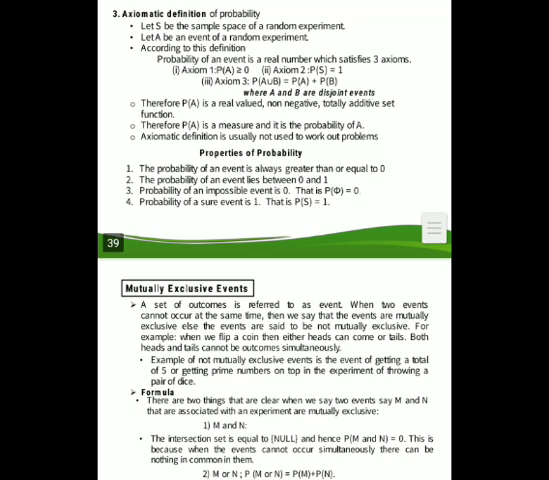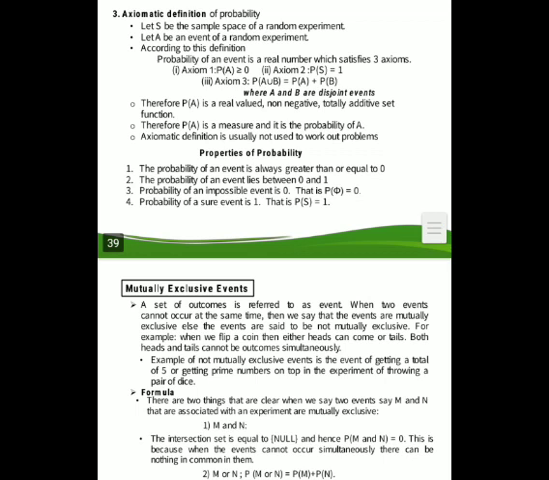Number 2, axiom 2: P(S) is equal to 1. Number 3, axiom 3: P(A union B) is equal to P(A) plus P(B), where A and B are disjoint events. Therefore, P(A) is a real-valued, non-negative, totally additive set function. Therefore, P(A) is a measure and it is the probability of A. The axiomatic definition is usually not used to work out problems.